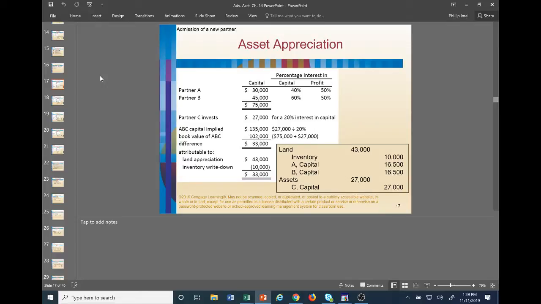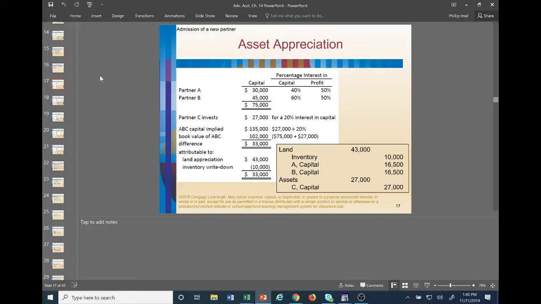If C invests $27,000 in the partnership in exchange for a 20% interest in capital and a 20% interest in profit, such an investment implies that the entity has a fair value of $135,000. We get the $135,000 by taking $27,000 and dividing it by 20%. Now, the book value of the new partnership equals only $102,000 when the former partners' capital balances of $75,000 are added to C's $27,000 investment. Thus, $33,000 must be added to the existing book value.